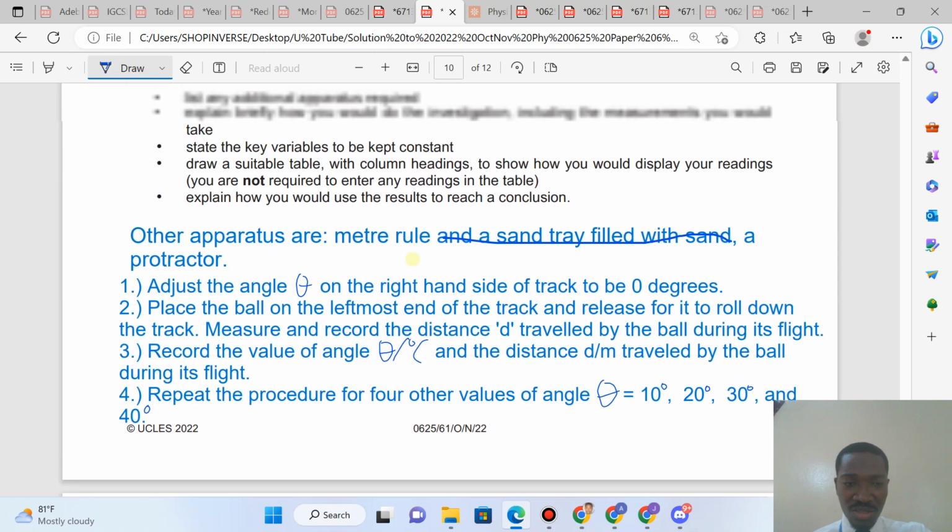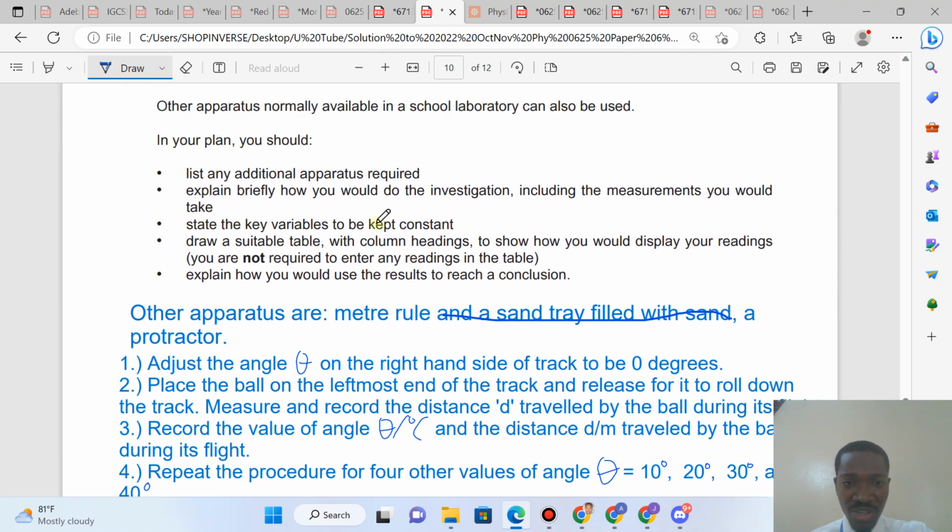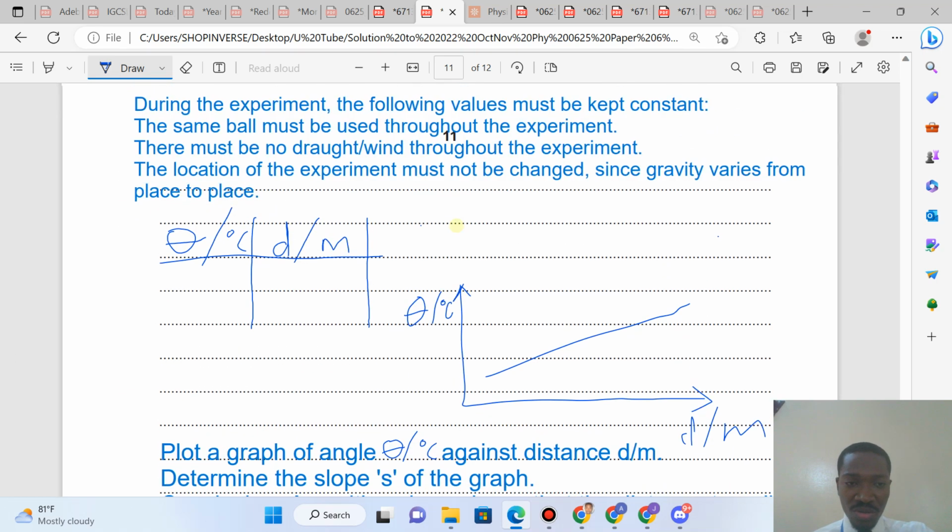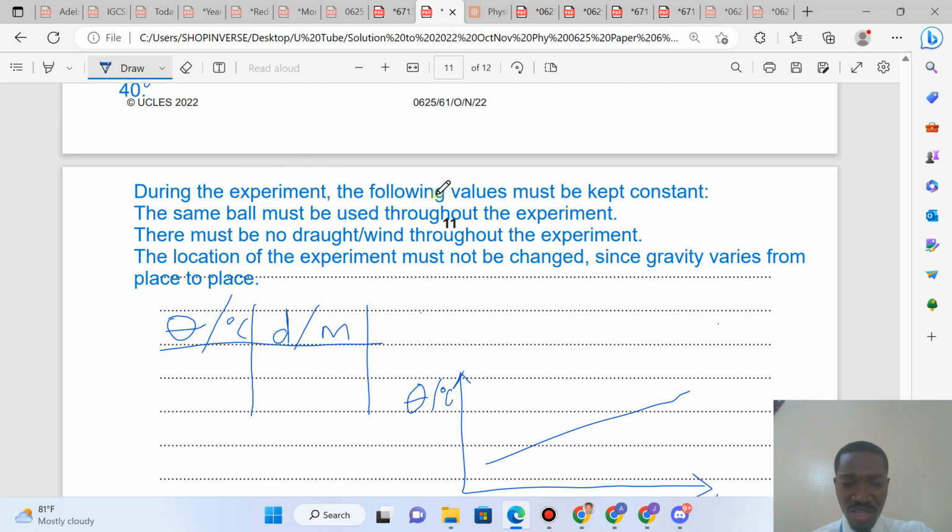After that, what's next? State key variables to be kept constant. What are the variables you keep constant? During the experiment, the following variables must be kept constant. Number one, the same ball must be used throughout the experiment. So you don't change the mass unknowingly.